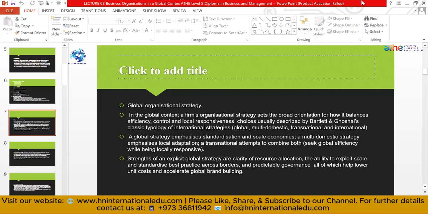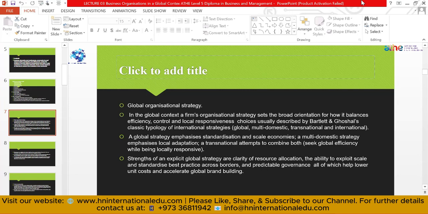It says, from the very first lecture, that is global organizational strategy, what actually it means. It means in the global context, a firm's organizational strategy, which we make according to the decision-making power, including the internal, external bodies, sets the broad orientation for how it balances efficiency of what? Of all the economies of scale, resources, raw materials, factors of production, which we're using to make the product and giving out the services, controlling local responsiveness, choices usually described by the Bartlett and Ghoshal typology.